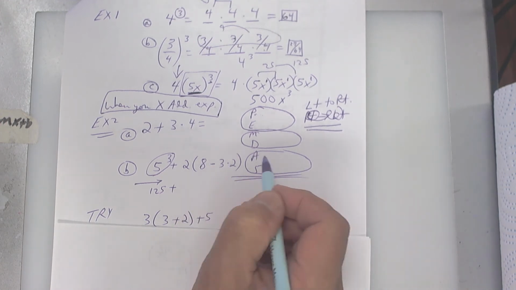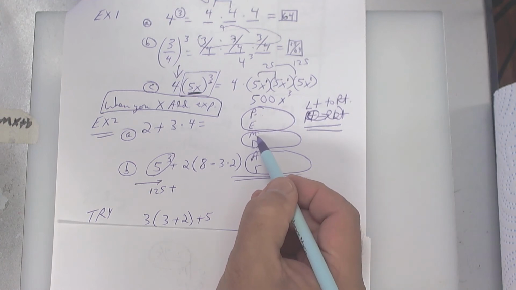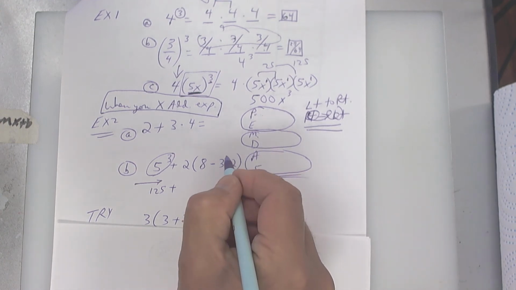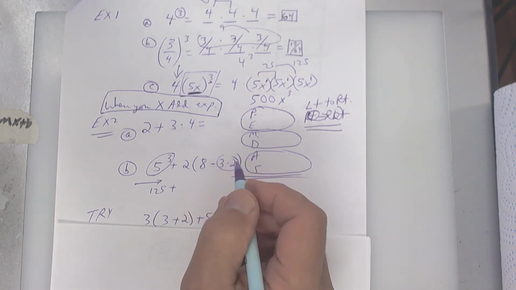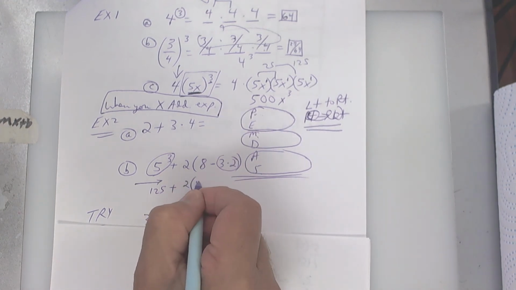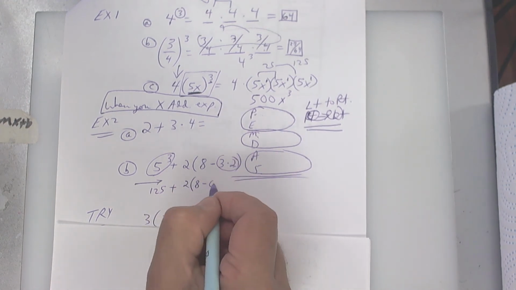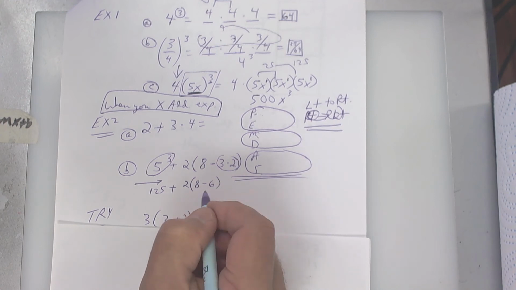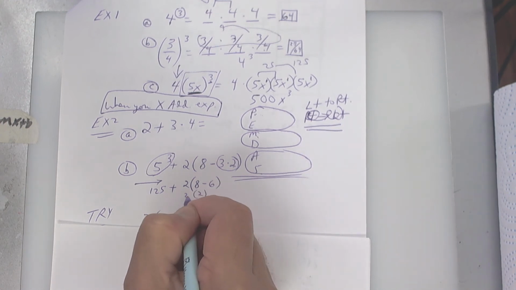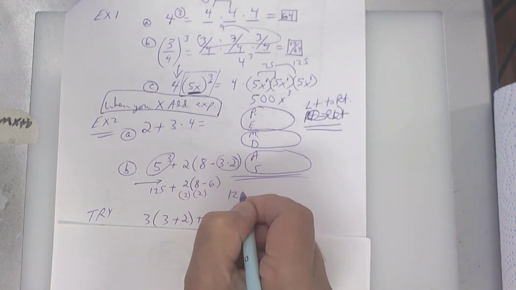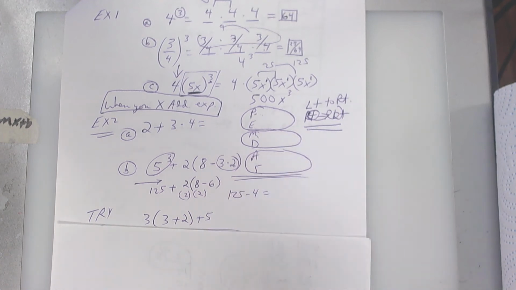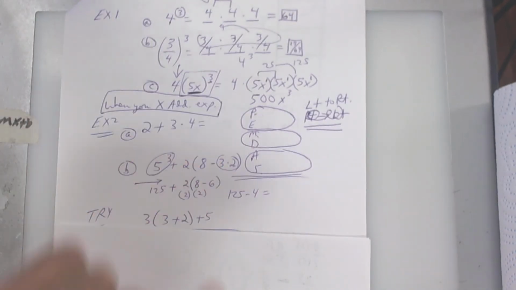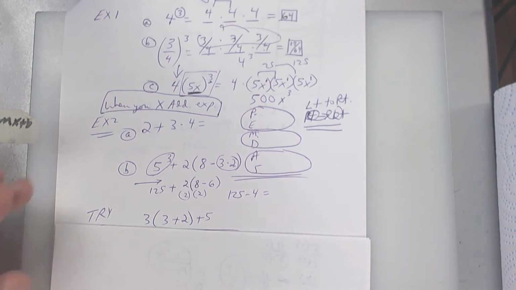Multiplying is higher than subtraction. See, multiplying is higher than subtraction. So I got to do this first. So I'm going to have 2 times 8 minus 6. And 8 minus 6 is 2. And 2 times 2 is 4. So it's going to be 125 minus 4. You got to follow these rules. And you got to go from left to right.